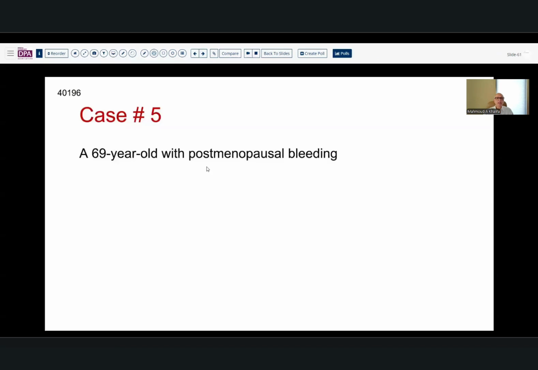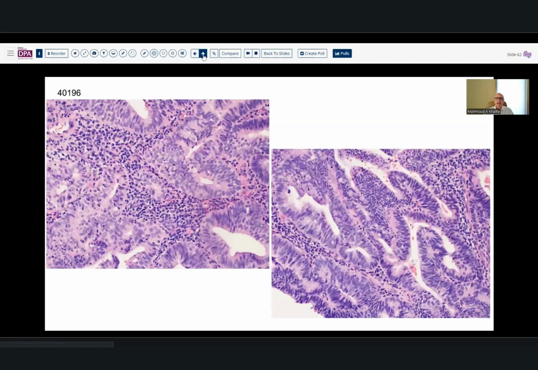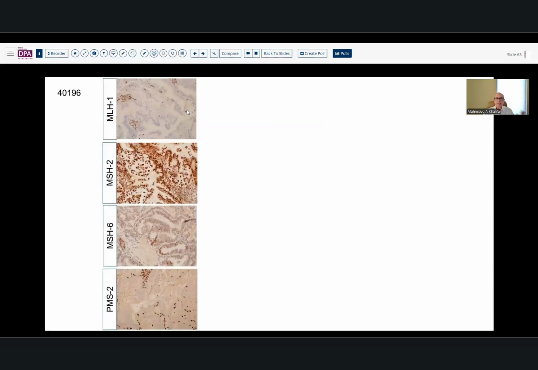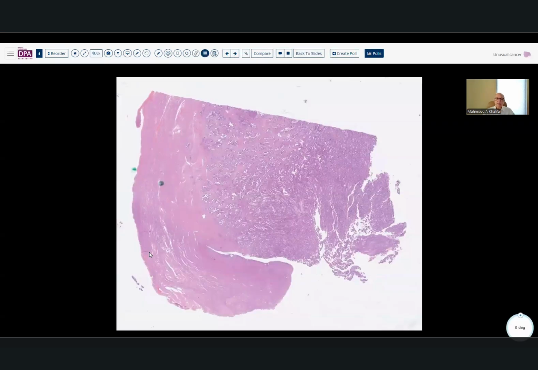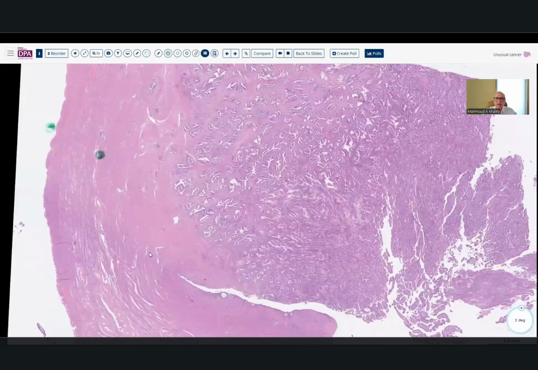The last case was a 69-year-old with postmenopausal bleeding, and the biopsy seems like a straightforward FIGO1 endometrioid cancer. We did MMR, and it was negative for MLH1, negative for PMS2. So this would be an example of FIGO1 MMR deficient cancer, straightforward cancer. So we signed it out as endometrioid FIGO1 MMR deficient. Again, this will be a patient going for checkpoint inhibitor. And we know that these tumors behave a little bit aggressive.